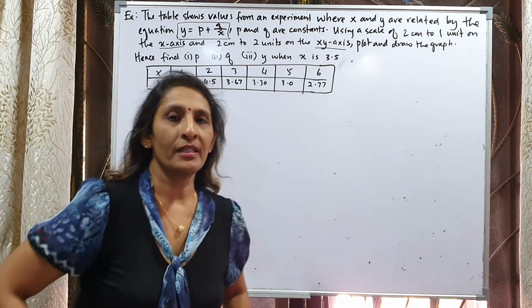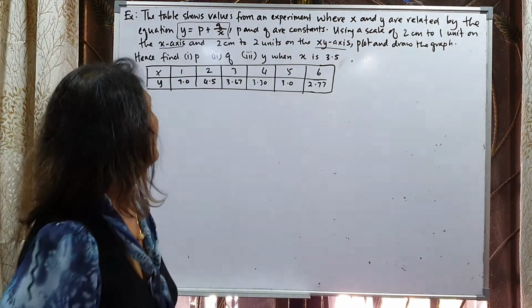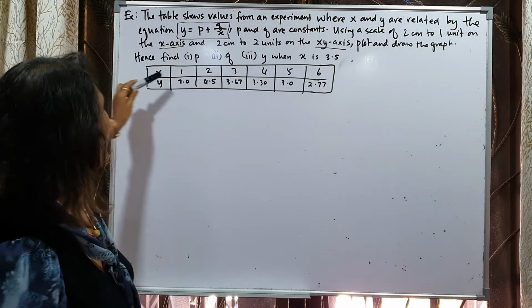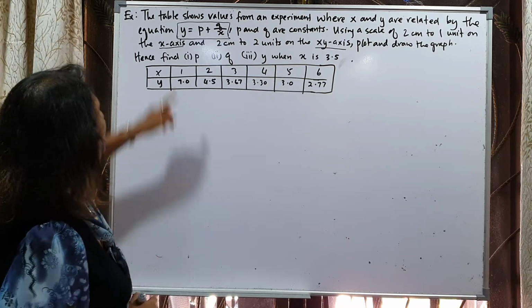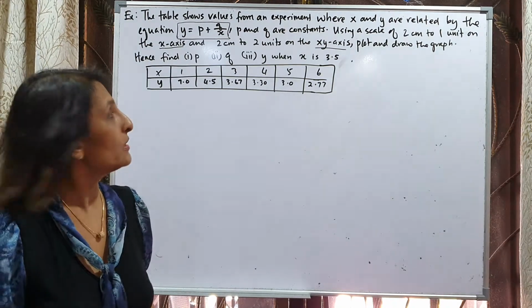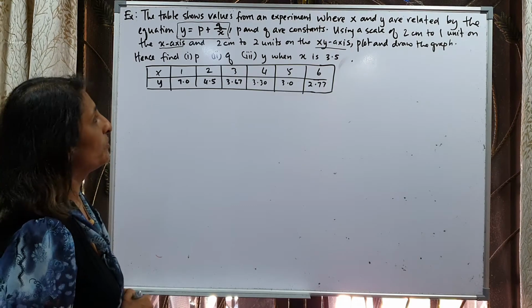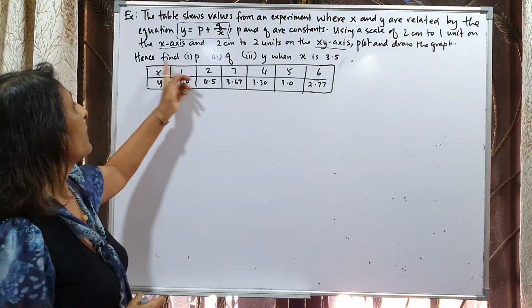Okay, we are back to linear law part 2, and this is the long question. You see the variables shown are from an experiment, x and y values, and they are related by this equation y equals p plus q over x, where p and q are constants. Using a scale of 2 cm to 1 unit on the x-axis and 2 cm to 2 units on the xy axis, plot the graph and hence find all these values.